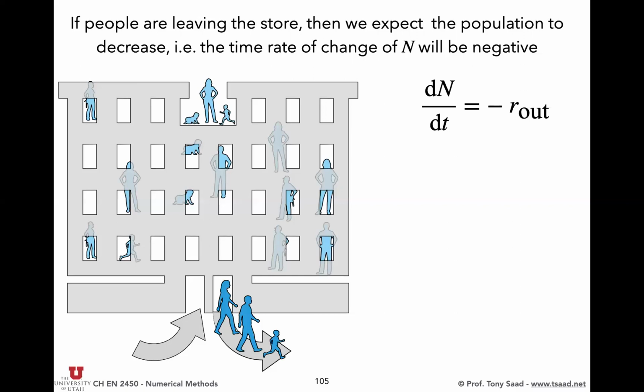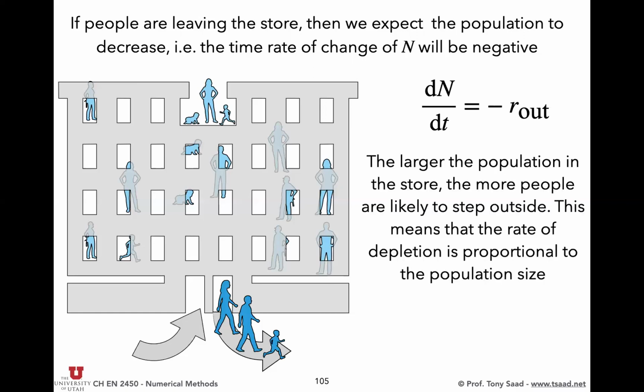Now, again, if you remember population dynamics, that r does not have to be constant, right? And it typically depends on the size of the population. One could say, for example, the larger the population is in the store, the more likely people are going to be leaving, right? Because there's a saturation point, and it probably means a lot of people have gone in and they're done with their shopping, so they're going to be leaving.